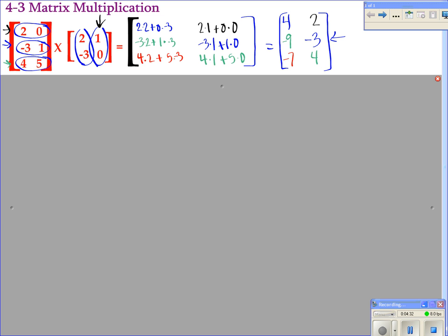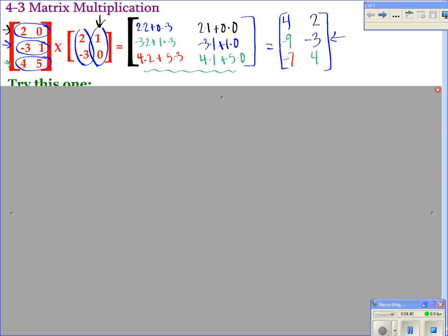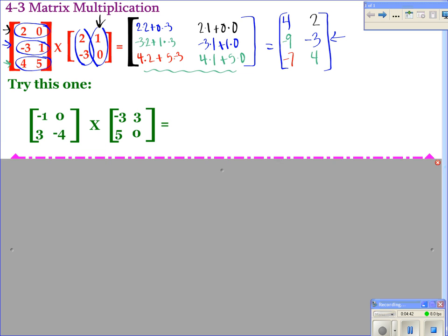Questions? There's not really any work to show because I'm not requiring you to show this step right here. I'm just looking for the answer. Just make sure you're organizing it well. So let's try one more before we look at one last idea. The first thing you always want to do when you're multiplying matrices is to circle the rows and the columns.